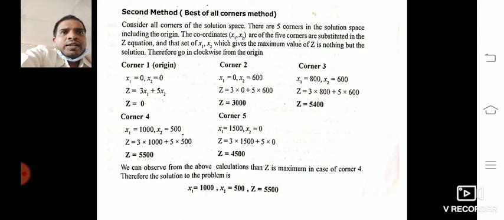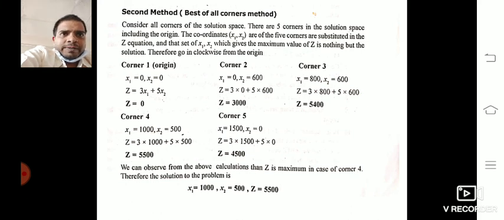This is the best of all corners method. If it is a minimization problem, among all the corners we choose the minimum value. In this way we need to calculate the x1 and x2 values by using the graphical method.